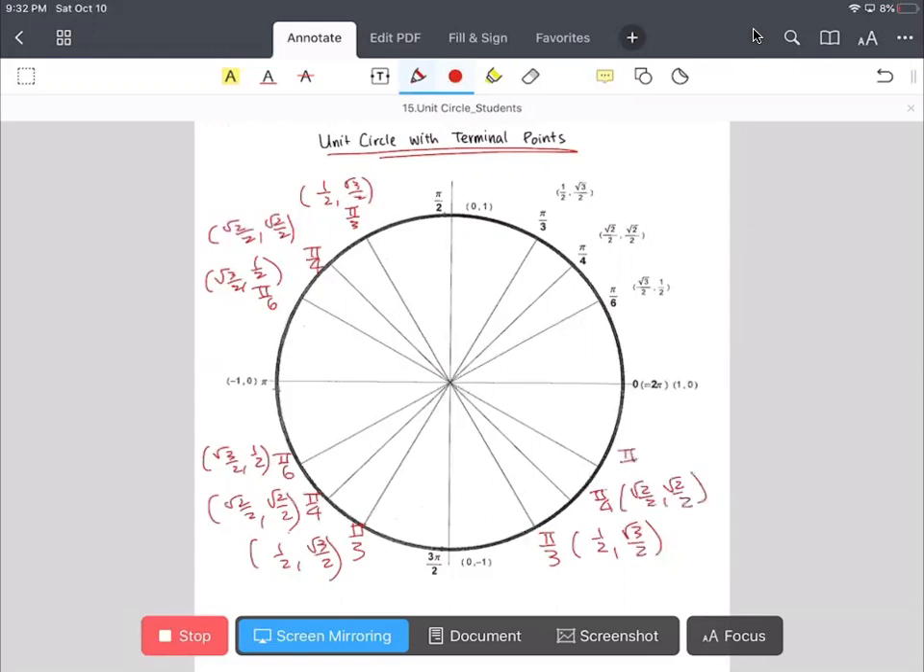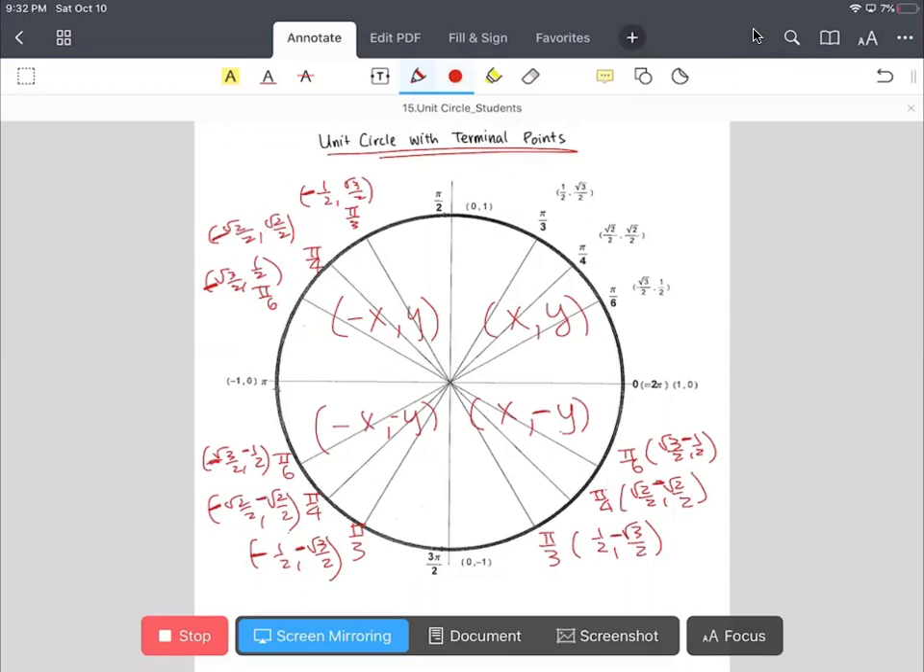So we're going to look at our first quadrant. For the first quadrant, we know that we have positive x, positive y. In the second quadrant, we have negative x values and positive y values, so we're going to negate all the x terminal points. For the third quadrant, we have negative x and negative y values, so we're going to negate all the terminal points for both x and y. For the fourth quadrant, we have positive x and negative y values, so we're going to negate only the y values of the terminal points.